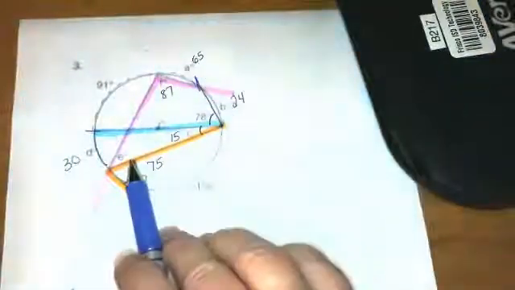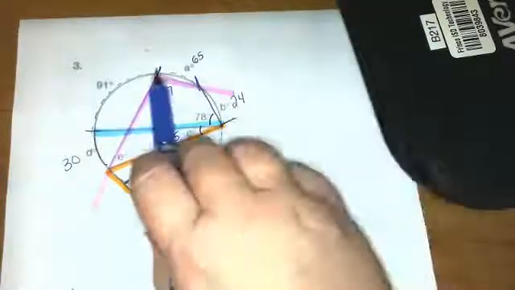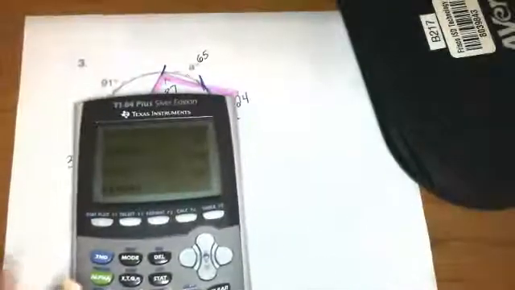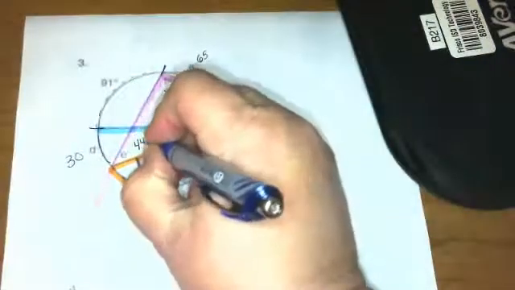for F. And then for E, if you trace it out, it goes here and here. So it's half of this arc, which is 89. So 65 plus 24, and divide that by 2. That makes E 44.5.